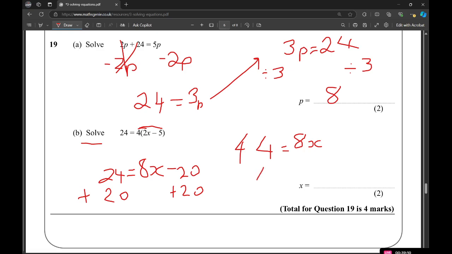So divide by 8, we get 44 eighths equals x. So divide top and bottom by 4 and we get 11 over 2, or 11 halves, okay? Or 5.5. And that, guys, is my final answer.